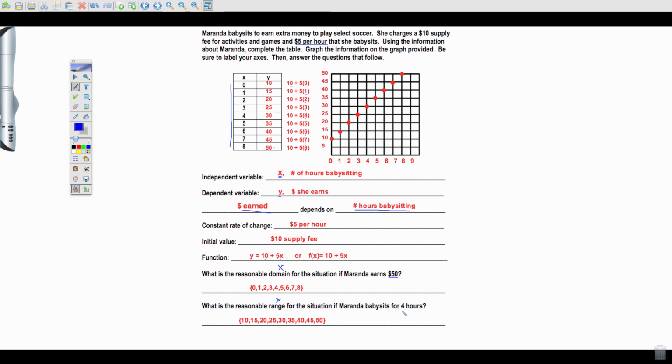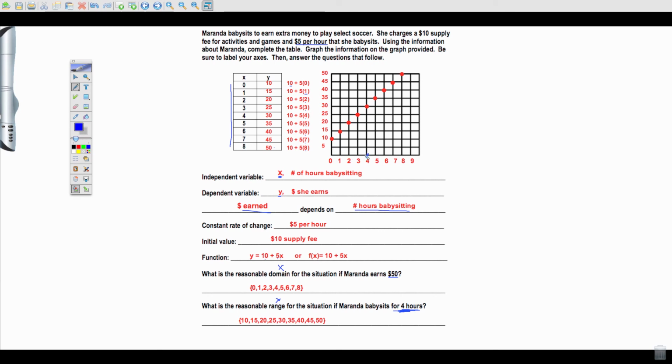Your range, your y values, she's been babysitting for 4 hours. This is actually not right. Then I need to change this. I put all of them in there. That's a common mistake. So make sure we notice it's asking the range if she babysits for 4 hours. So you don't have to go all the way out here to 5, 6, 7, 8 hours. You can stop at 4 hours.